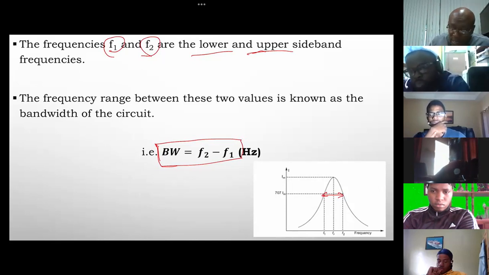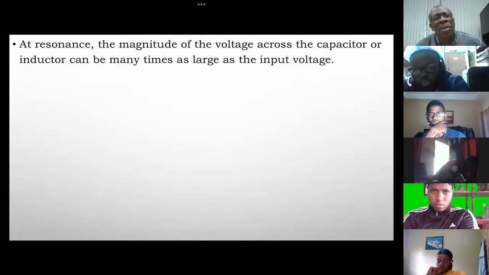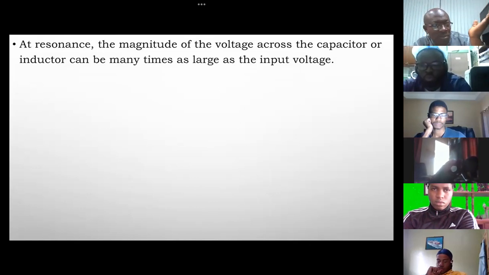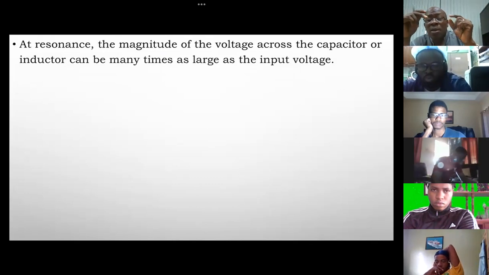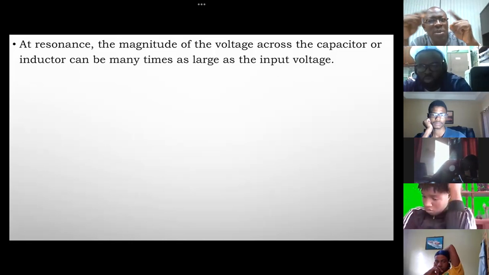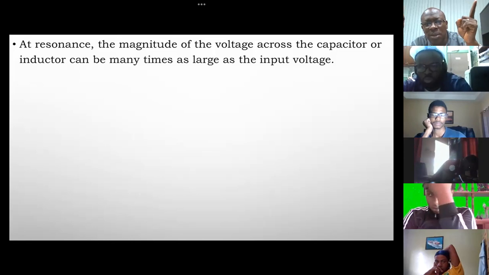All right. So the next thing we want to talk about is the fact that up front, we said that the inductive reactance and the capacitive reactance are equal at resonance. Nothing wrong with that. It's true. However, what we may not be clear about in our minds is that those impedances can be fairly large. The fact that they are equal does not say anything about their magnitude. Do you agree with that?